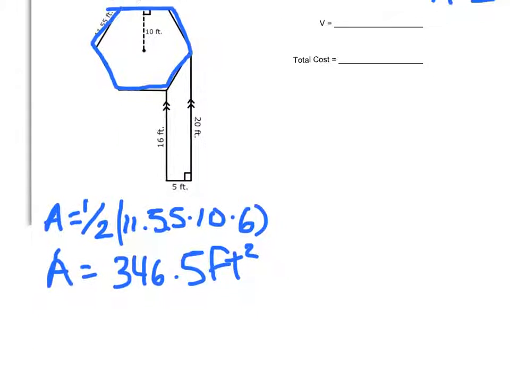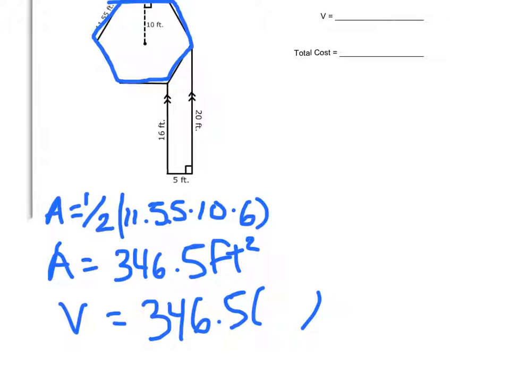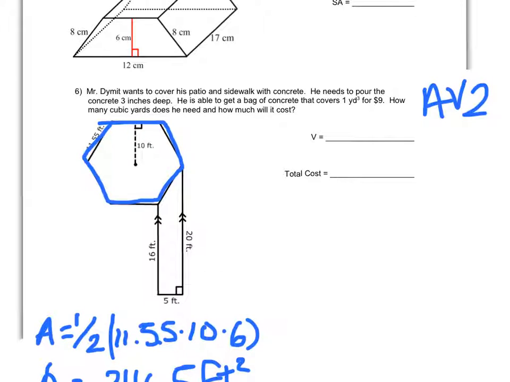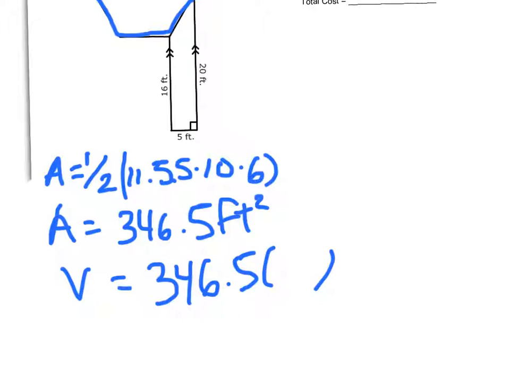Now I want to turn that into a volume. To do that, I would have to take the area of the base times capital H, which is the height. Well, let's go back up here and look at capital H. Right here it says he needs to pour the concrete 3 inches deep. Well, I want feet. I can't multiply this whole thing times 3.